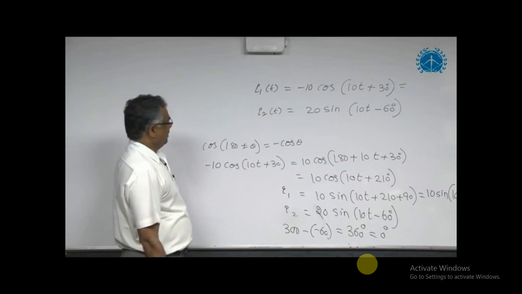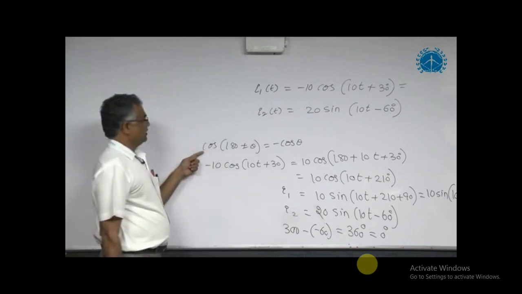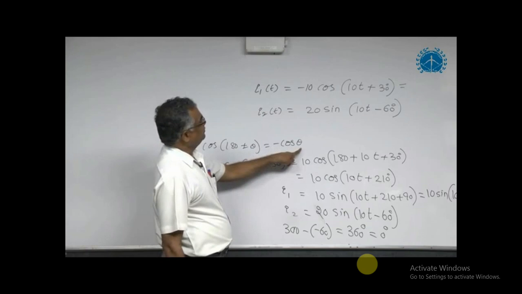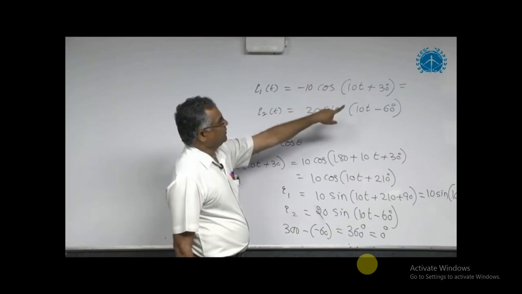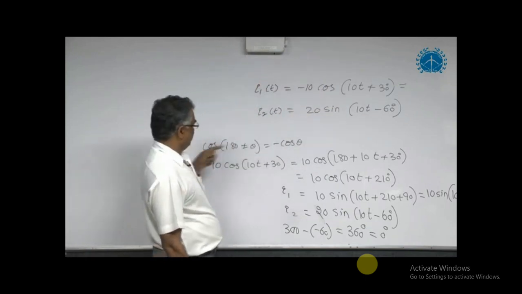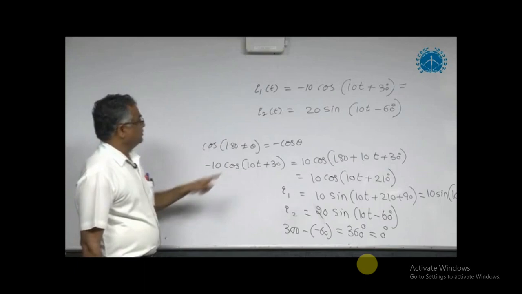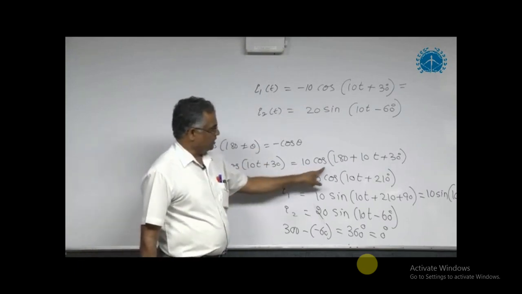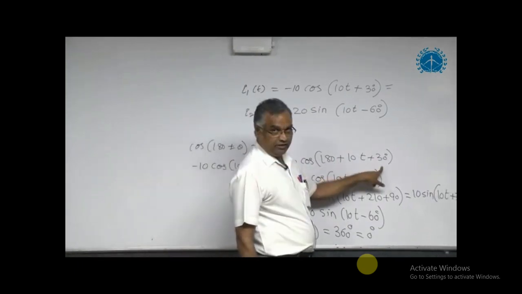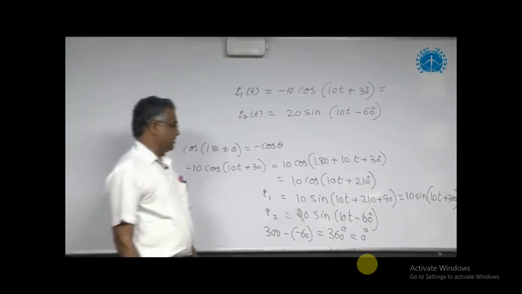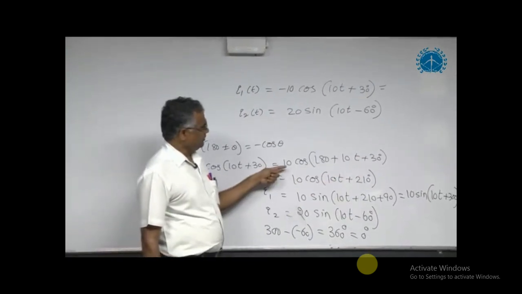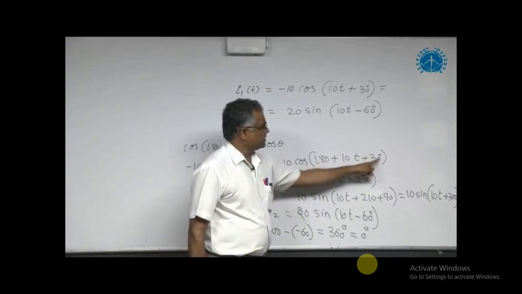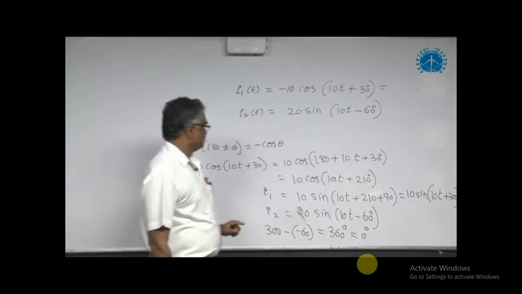Keeping that in mind, we know this formula, cos 180 plus or minus theta equal to minus cos theta. This minus cos theta form is changed into positive form using this formula. Therefore, this is equal to plus 10 cos 180 plus theta, I have taken. We can also take minus theta, the answer will be the same. So 10 cos 10t, 180 plus 30 becomes 210.